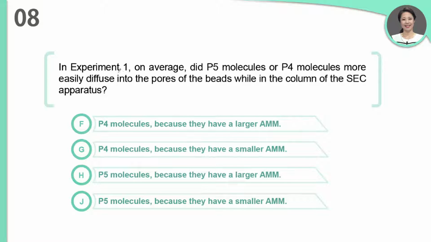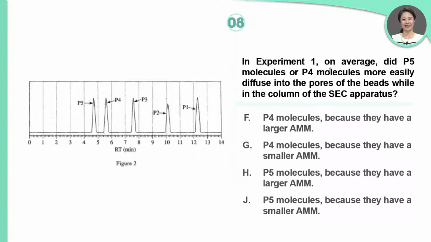Question number 8. In experiment 1, on average, did P5 molecules or P4 molecules more easily diffuse into the pores of the beads while in the column of the SEC? Okay, let's move on to experiment 1. The question says easily diffuse into the pores. If a molecule can easily diffuse into the pore, that means it is small, small enough to diffuse into the beads. So which one is it, P5 or P4?